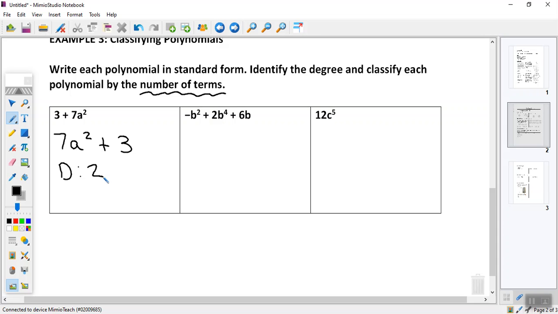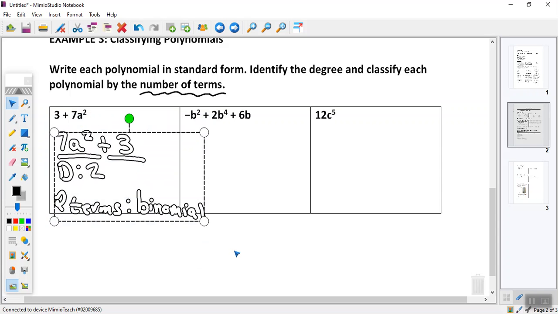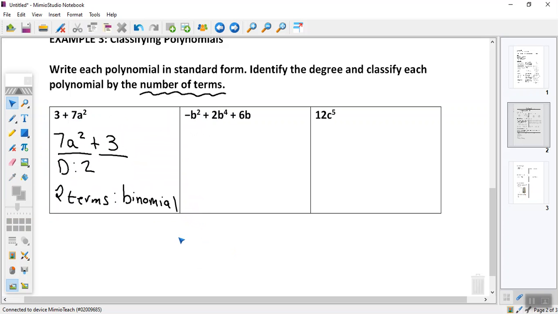Well, guys, how many terms are in there? 7a squared is 1. 3 is another. So 2 terms. Would this be a monomial, binomial, or trinomial? Yeah, there's 2 terms here. So since there's 2 terms, the 2 terms being 7a squared and the 3, this makes this a binomial. Okay, that makes that a binomial. All right. So you guys try the next 2. Put it in standard form, identify degree, and then classify by the number of terms.